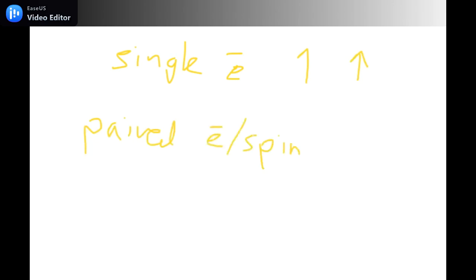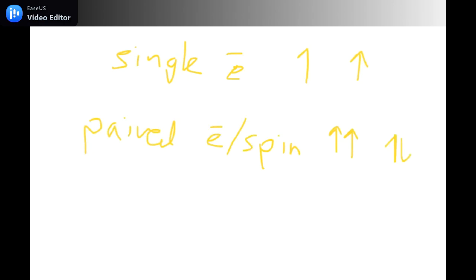Now, if you have a single electron or an unpaired electron, that is shown as this or this. But if we have a paired electron or a paired spin, it is shown either as this or as this.